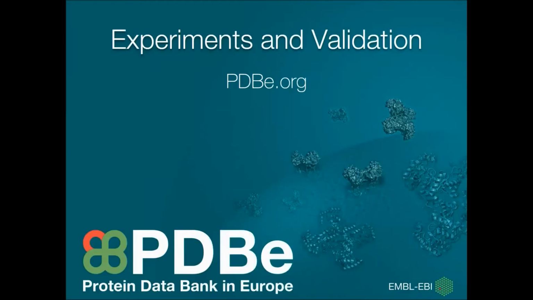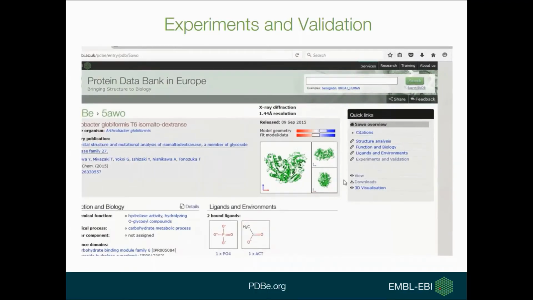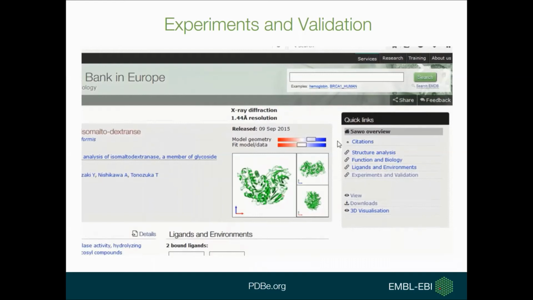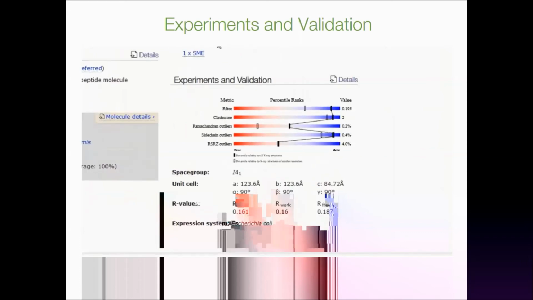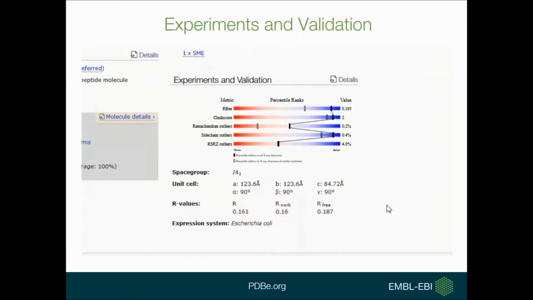As part of the worldwide PDB, the PDBE has been involved in developing the validation of PDB entries. So I'll show you the experiments and validations section. We have a quick view here of the validation sliders. This is shown in more detail in the experiments and validations section down the page. So this includes things like R3 and Ramachandran outliers and sidechain outliers.